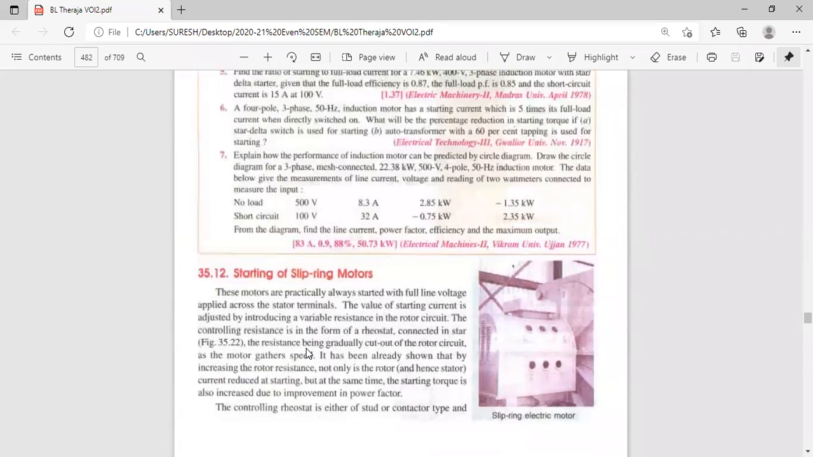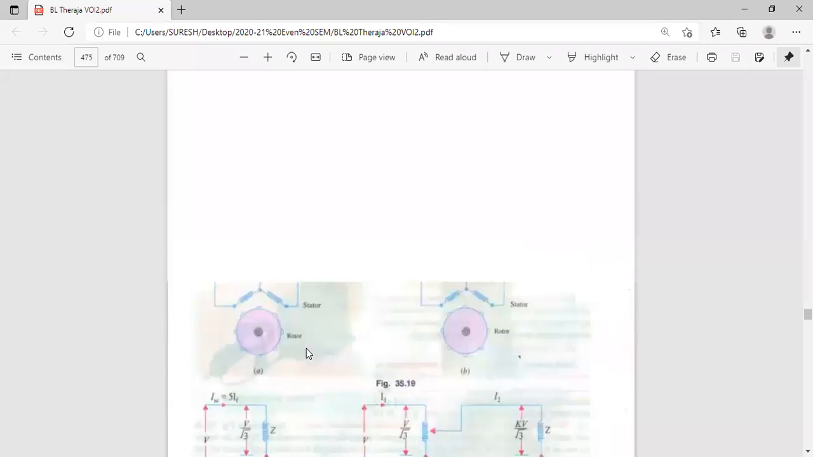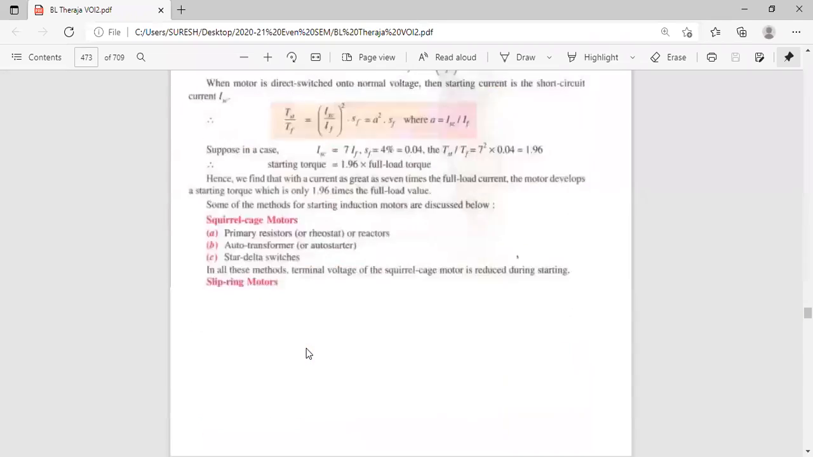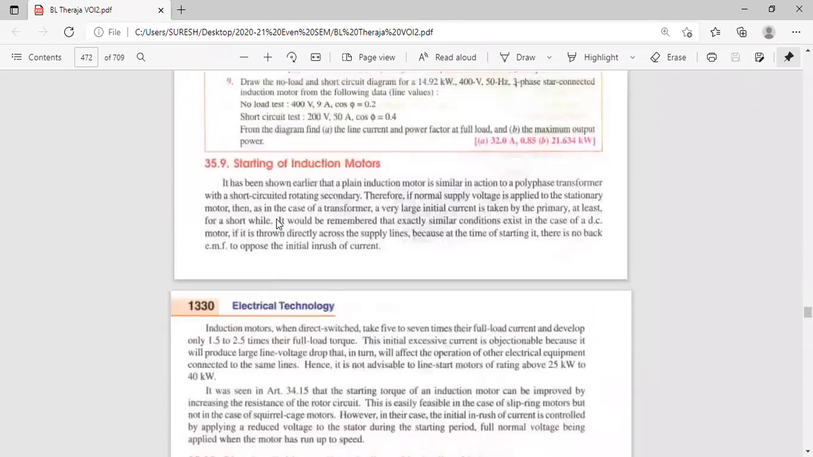What is this method called, the starting of slip ring motor? What is the method name? Rotor rheostat. Okay. Slip ring motor is started with the help of rotor rheostat. Squirrel cage motor is started with the help of three methods. First one is primary resistor, second one is auto transformer, third one is star delta. With this we have completed the starting methods of induction motor.